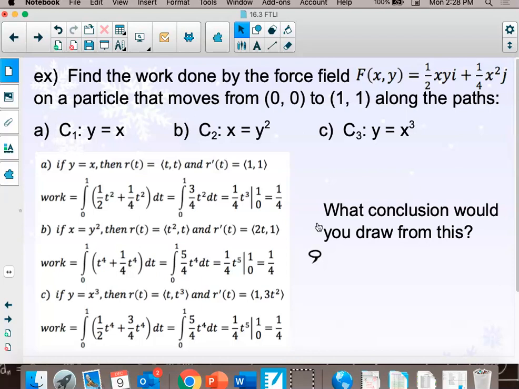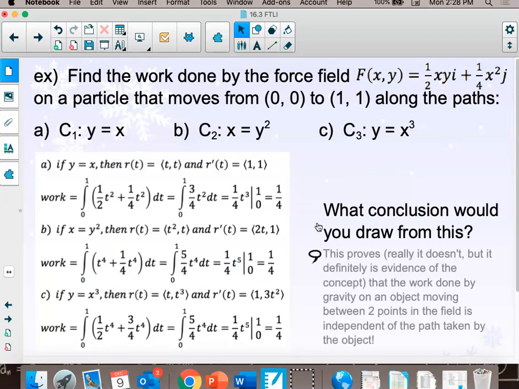Yes, Tajesh? The work required to move that particle along a certain path, whatever it may be, if it's the same distance, should be the same. What if the path is a different distance, but you get to the same point at the end? And it's still the same? It's still the same. As long as the vector field is conservative.